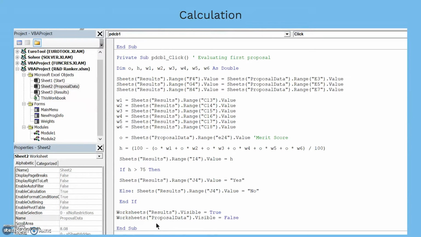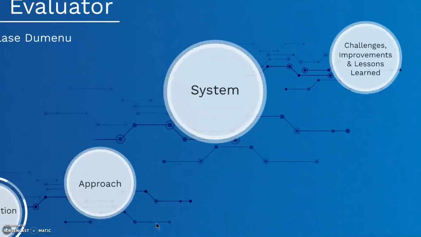And then this is just an if statement saying that if the approval score, which is H, is higher than 75, then it's most likely that the R&D will be approved.